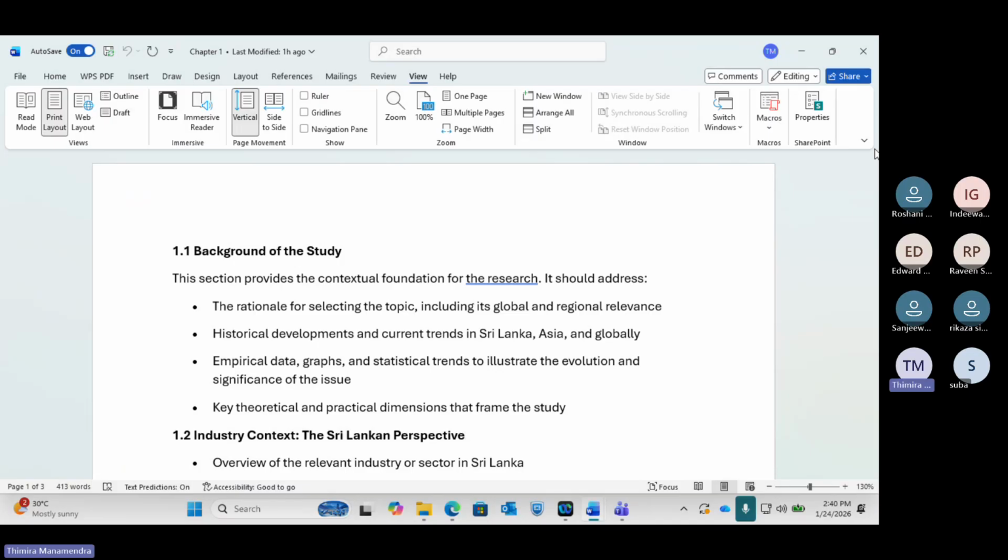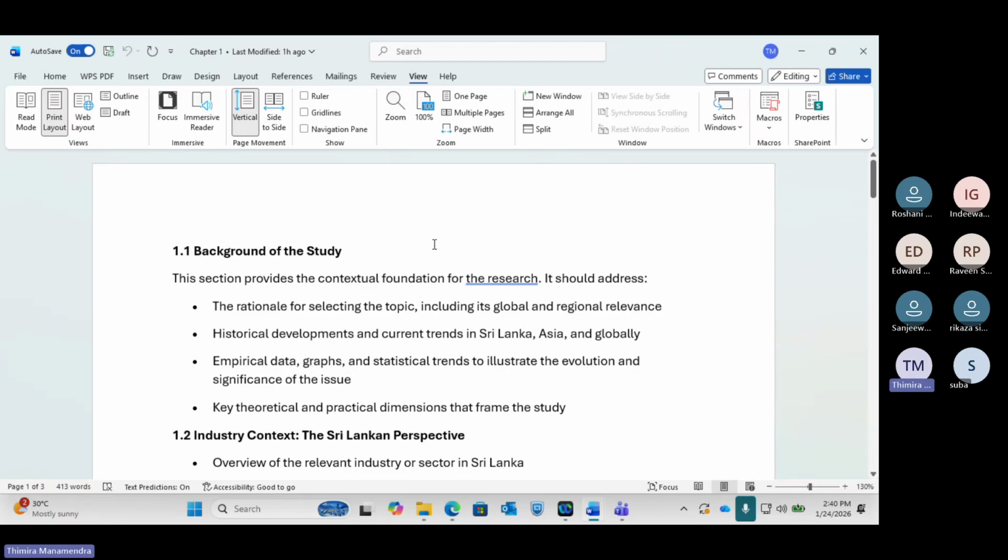First, I'll take you guys through the academic expectation of chapter one. Then you can understand whether you have covered that part or not. So if you want, you can include what you guys have missing. For example, under the introduction, ideally 1.1 should be background of the study.